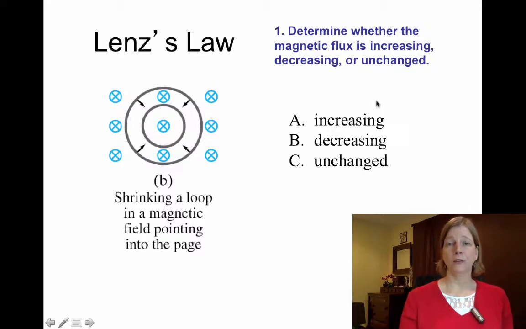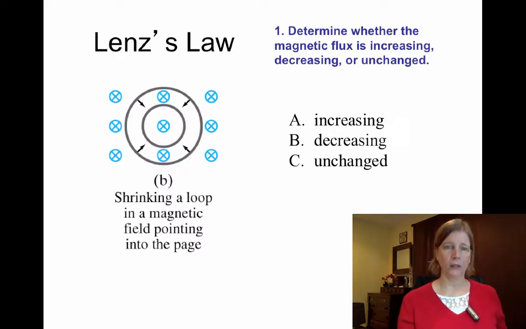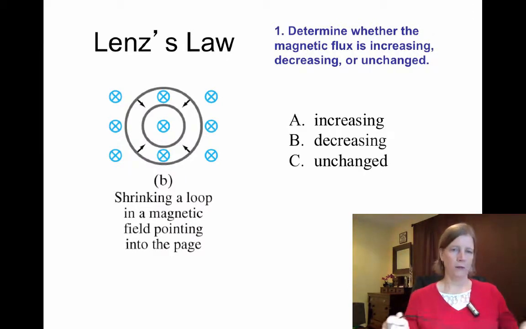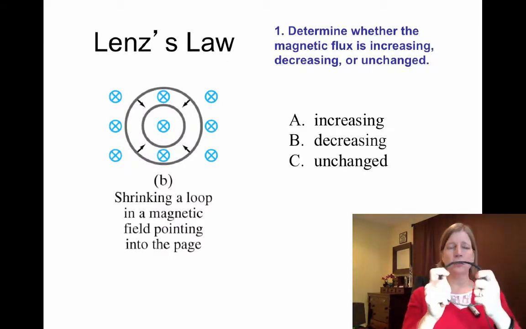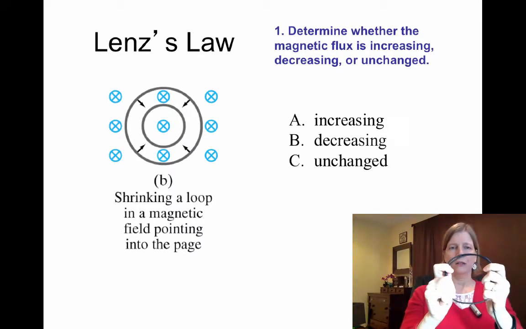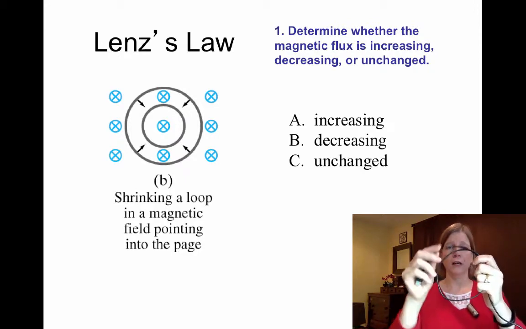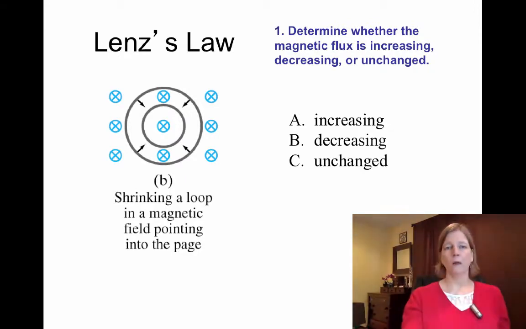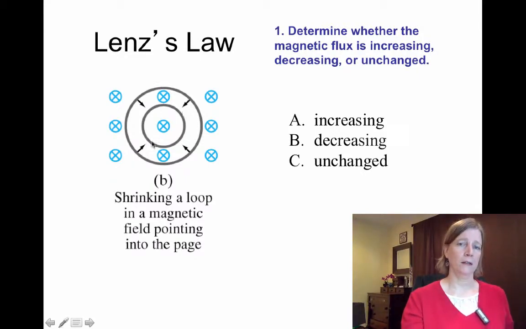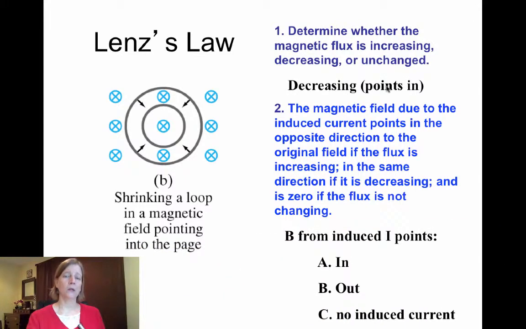Determine whether the magnetic flux is increasing, decreasing, or unchanged. So think about the number of flux lines that would be going through the loop of wire. You have a magnetic field going into the page, and you start out, and let's say there were, as shown, 3 flux lines starting out, and we decrease the loop of wire. When we're done, there's only 1 flux line that's now going through the loop of wire. So visually we can see the magnetic flux through the loop is decreasing. Oh, and again, I make note of the direction. The magnetic field is going into the page. It points in because that makes my next step easier.